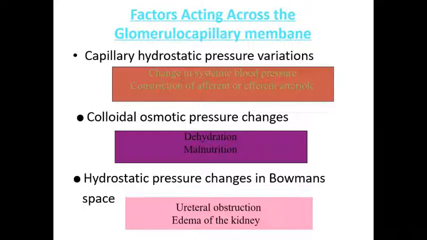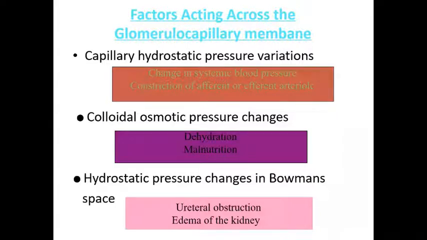So there is a range in which the autoregulatory mechanisms can operate. Otherwise, outside that range, they are not that effective to cause autoregulation. So the capillary hydrostatic pressure variations can be brought about because of change in the systemic blood pressure, of course. So the blood pressure will have an effect on the hydrostatic pressure. Then also the constriction of afferent or efferent arterioles. So if you have vasoconstriction or vasodilatation, all that will have an effect on hydrostatic pressure.